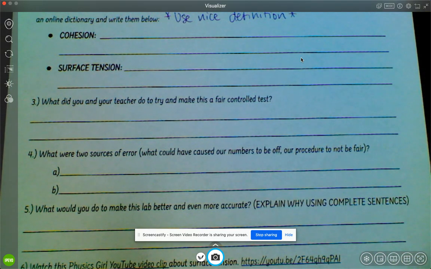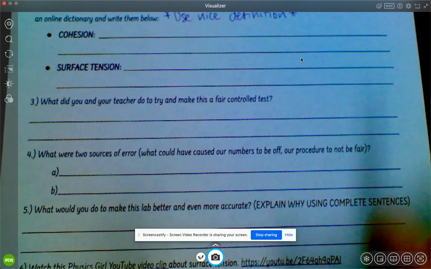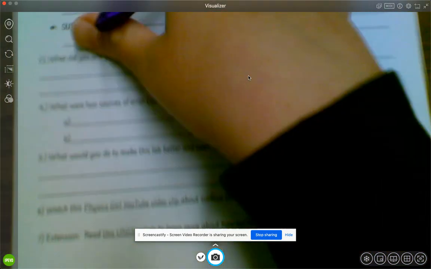You can think of anything. Or how can you make this a better test? Just pennies and water. Use a complete sentence. We're looking for a nice sentence there and good thoughts.